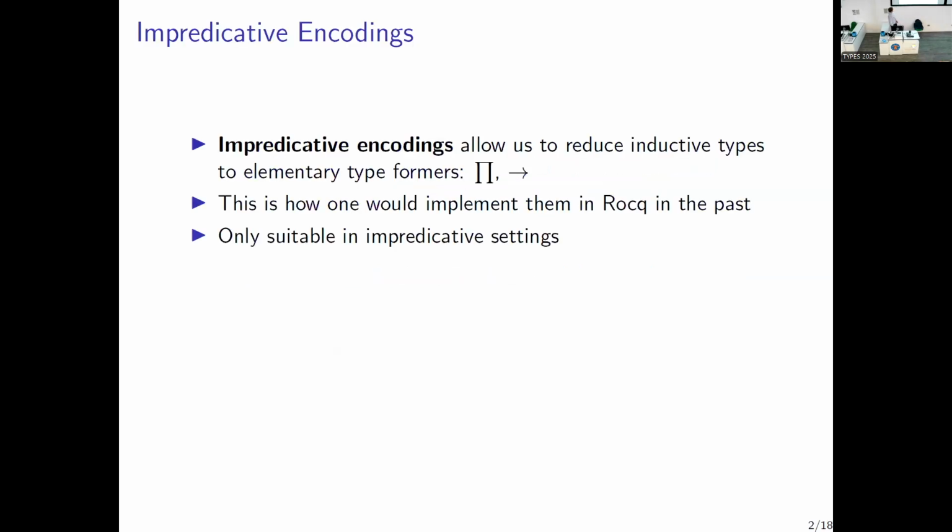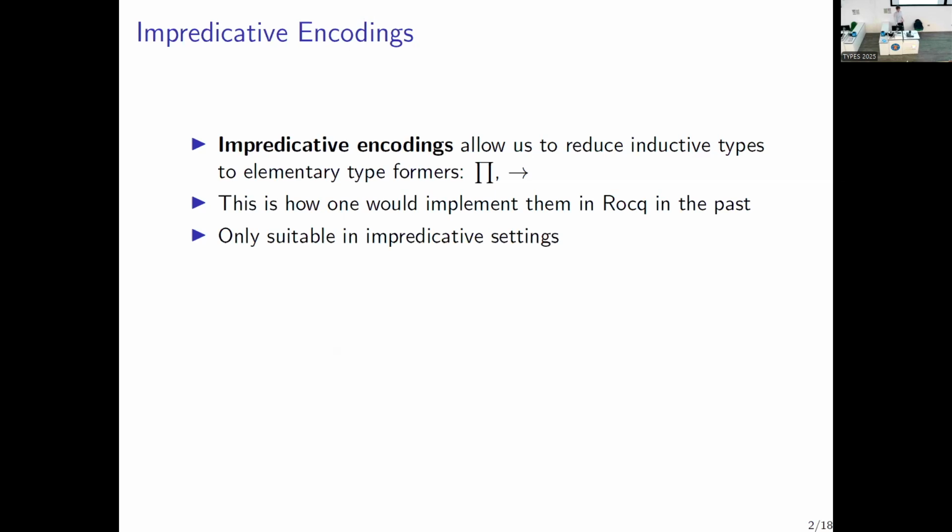Well, we saw the title, we heard from Kenji, impredicative encodings. So that is what we shall be talking about. What is the idea of impredicative encodings? Well, we could be looking at some system. We might have a bunch of inductive types, and we take them and we reduce them to more elementary type formers like pi types and function types.